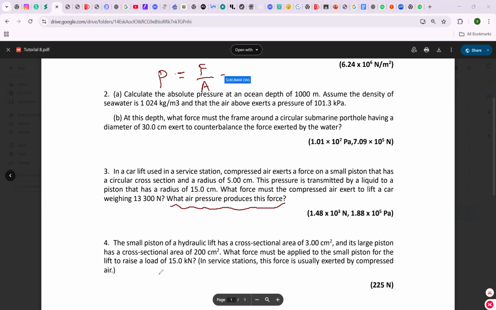What is capital F? 13,300. What is capital A? Pi r square, that is pi times 0.15 whole square. Can you do it? Just check what you are getting. Air pressure is basically pressure equal to force over area. It's not like atmospheric pressure or anything. I told you, in Pascal's law, don't do it.